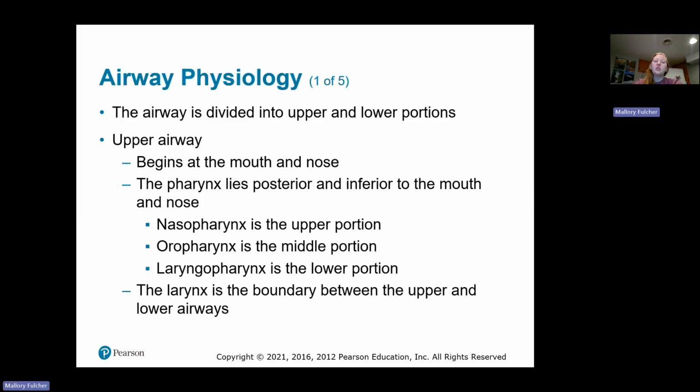So starting off, the physiology of the airway is divided into two parts, the upper portion and the lower portion. The upper airway begins at the mouth and nose. The pharynx lies posterior and inferior to the mouth, so just right behind. The nasopharynx is the upper portion, the oropharynx is the lower portion. We call the whole area the pharynx, and then we can get more specific by dividing it into those two parts. The laryngopharynx is the lowest portion. The larynx is then the boundary between the upper and lower airways.